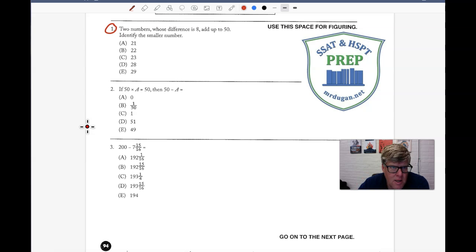Okay, so two numbers whose difference is 8 add up to 50. So this is kind of a cool one. What it's basically saying is x minus y equals 8, if that makes sense. To solve it algebraically, two numbers whose difference is 8 add up to 50. So you can obviously plug and chug. What I mean by plug and chug is you could try two different numbers, but this is actually how you solve it algebraically.